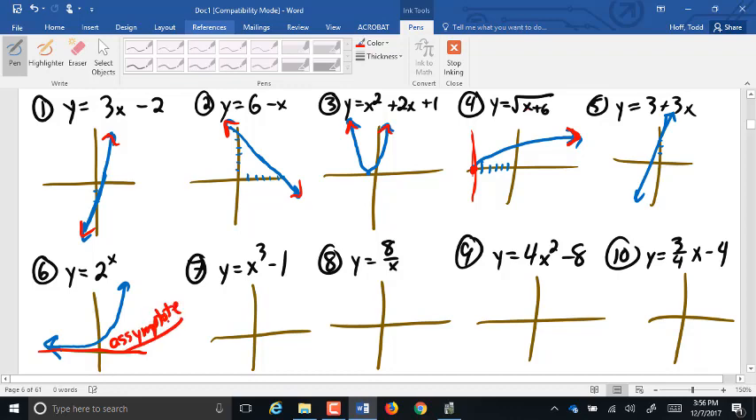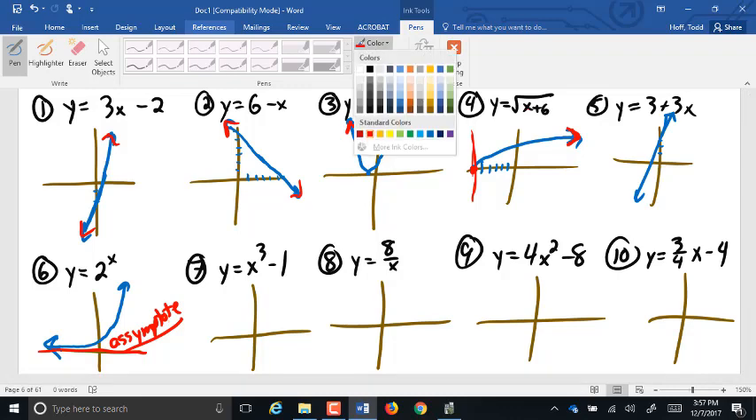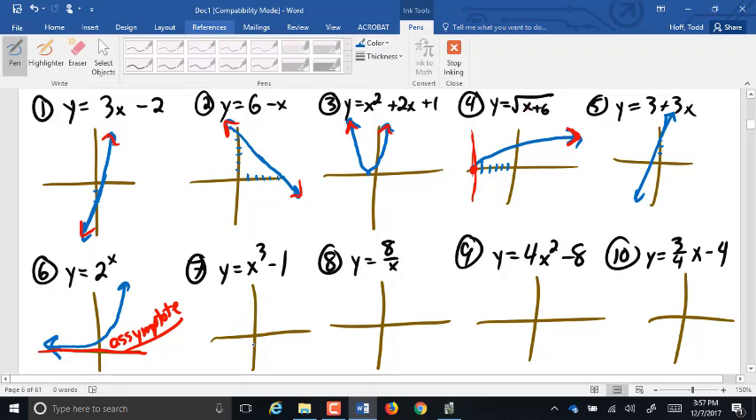Again, that's not something we're going to focus on in here, but if you were to go on to a college algebra class, you would talk a lot about asymptotes. They're another limiting form of the graph. Number 7, x to the third minus 1. Looks something like that.